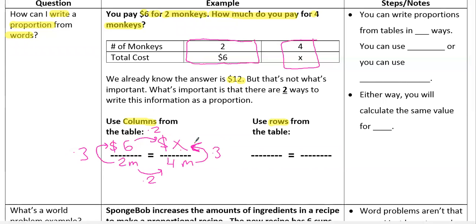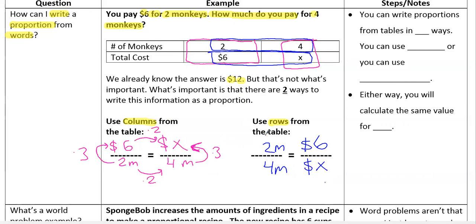Here's why it works. In the column method, we have different units in each ratio. So here's a ratio. We have money, we have monkeys. But what if we split it up separately? What if we split it up so that the number of monkeys was one of our ratios and the cost was another ratio? So let's do monkeys over here. So when I have 2 over 4, that's the same as $6. I should have put monkeys. $6 over X dollars.